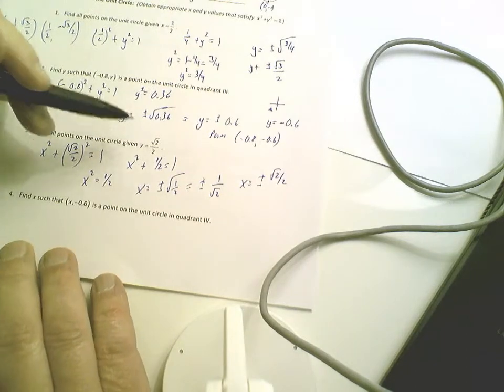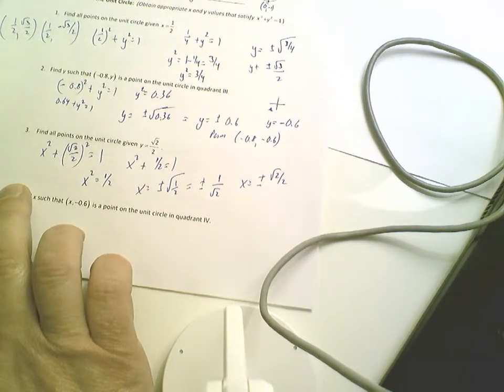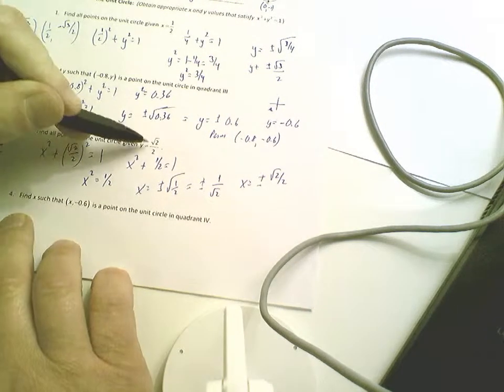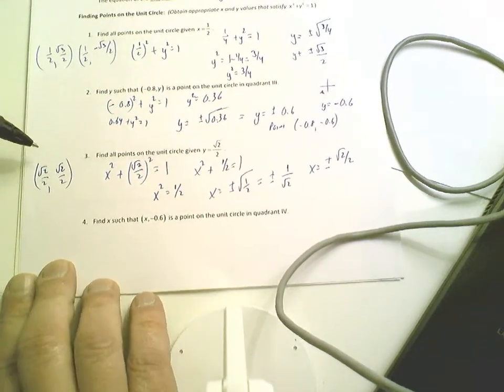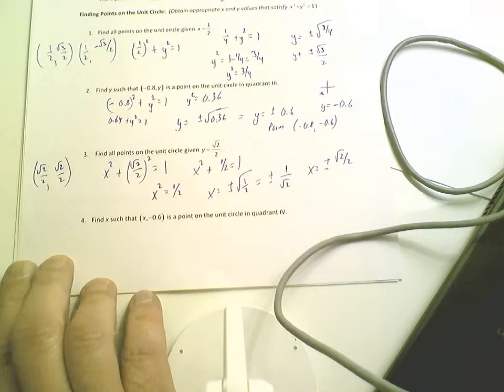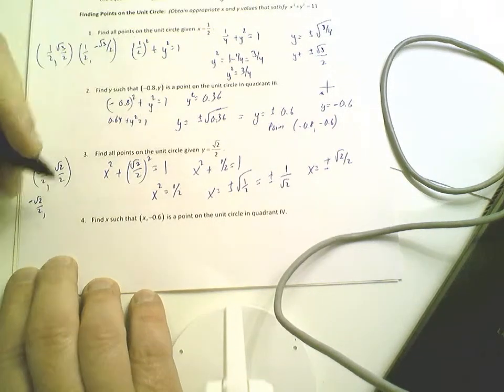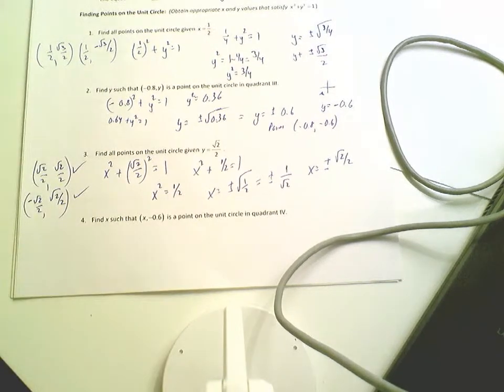What are my desired points? Square root of 2 over 2. That's my positive x value. And we said y by default was square root of 2 over 2. There's my first point. My second point, let x be negative square root of 2 over 2, and again, y square root of 2 over 2. Those are my 2 points.